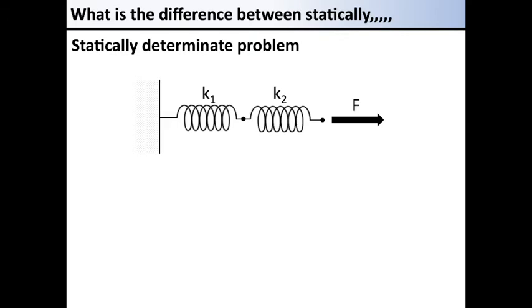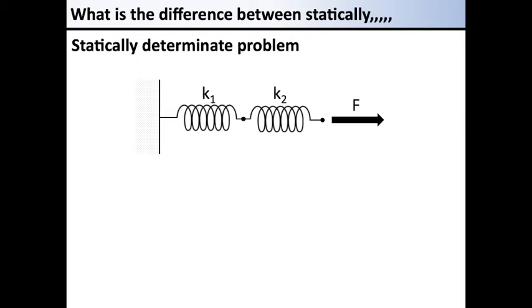A statically determinate problem can be represented, for example, by the situation in which an external force F is acting on the two springs in series, as shown in the illustration. When an external force F acts on these springs, the load acting on each of these two springs is also F. In such situation, the total elongation is the sum of the elongation of the left spring and right spring.